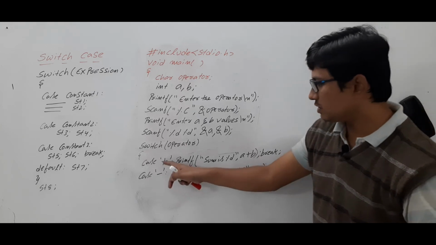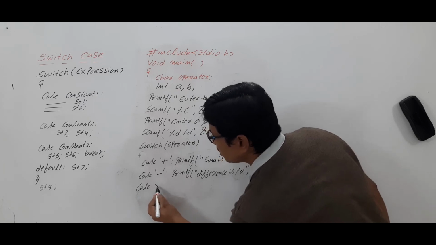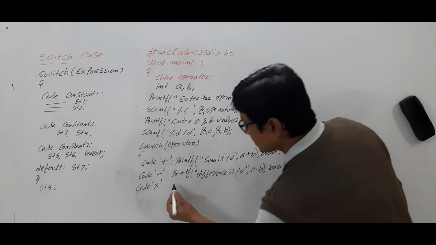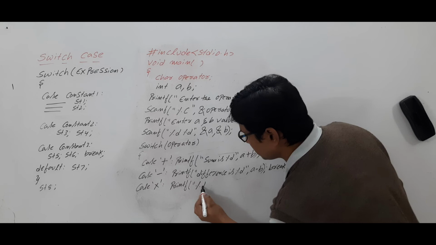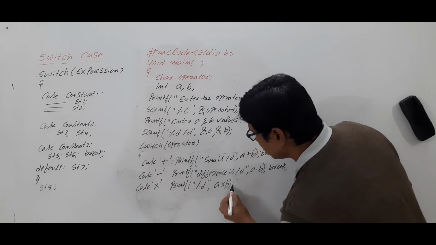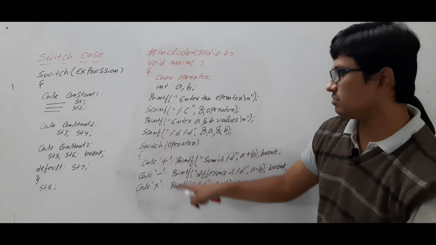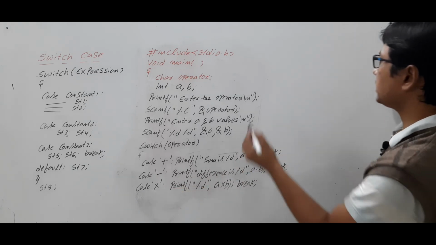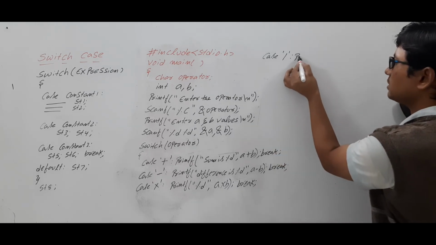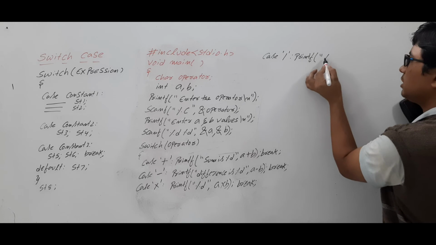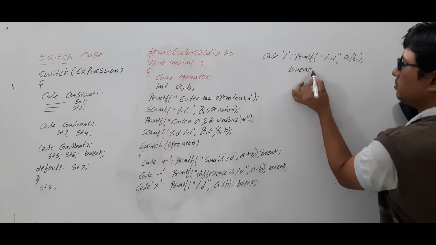Okay. Now if it is not matching with the addition and the subtraction, I need to look at whether it is matching with the multiplication or not. If it is matching, then I need to write multiplication is %d. For simplicity, I am writing %d, A into B, and a break statement. Okay. Is it clear? If it is not matching with the addition, subtraction, multiplication, then it has to check whether it is matching with the division or not. If it is matching, then it has to perform the division and display the output. And then I am writing a statement called break.